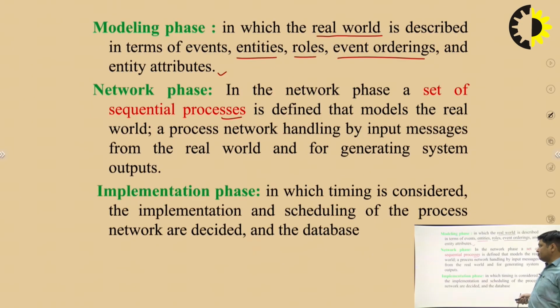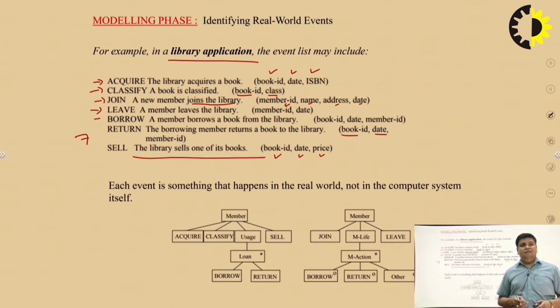Inside the network phase, we correlate all these events, and we sequentially add these events, deciding which event will be performed, and finally we gather the system output according to the sequencing of events. And this is the last phase, the implementation phase, in which we design our system. So these are the three phases in the Jackson development methodology.